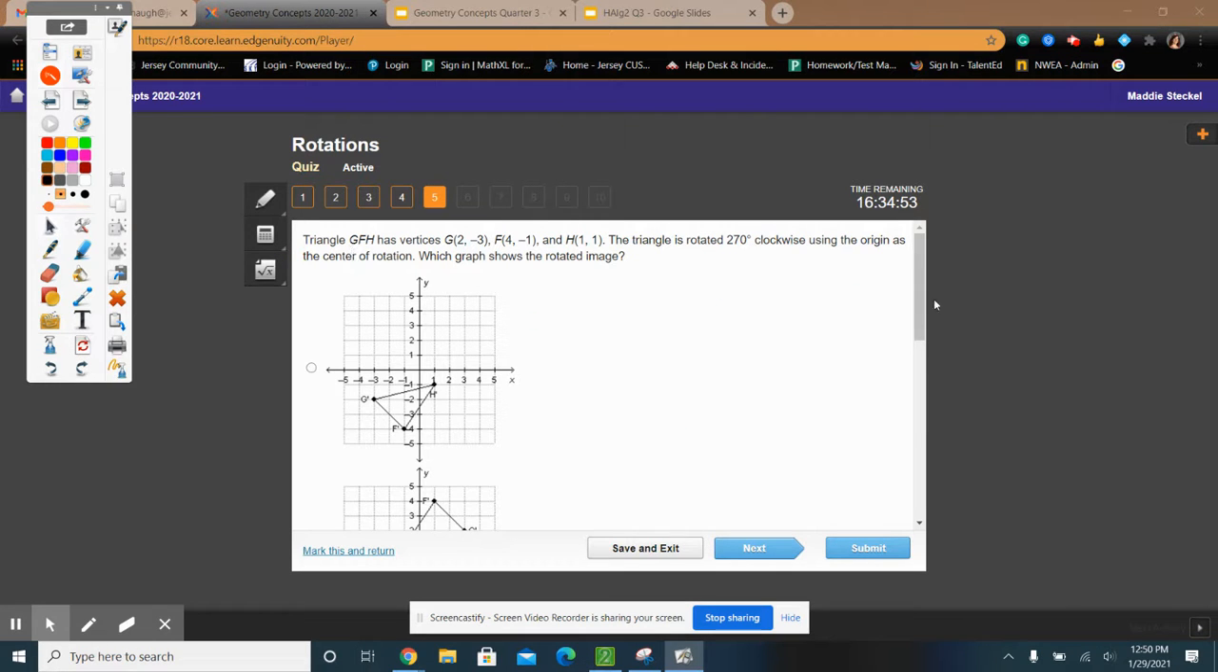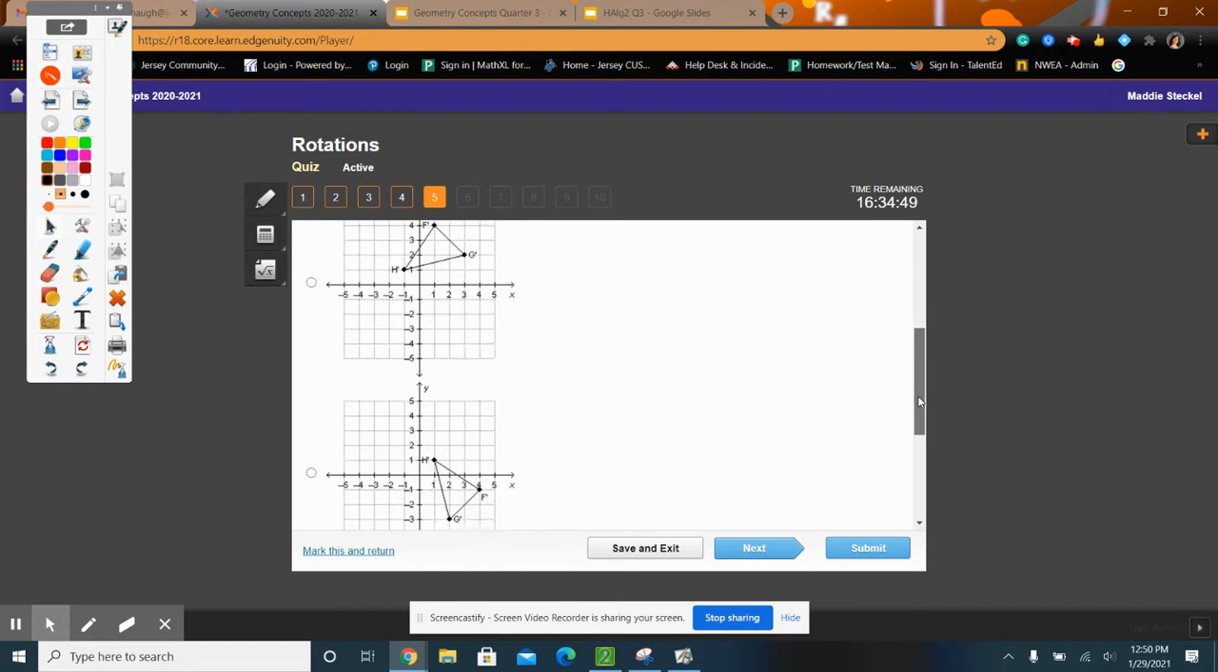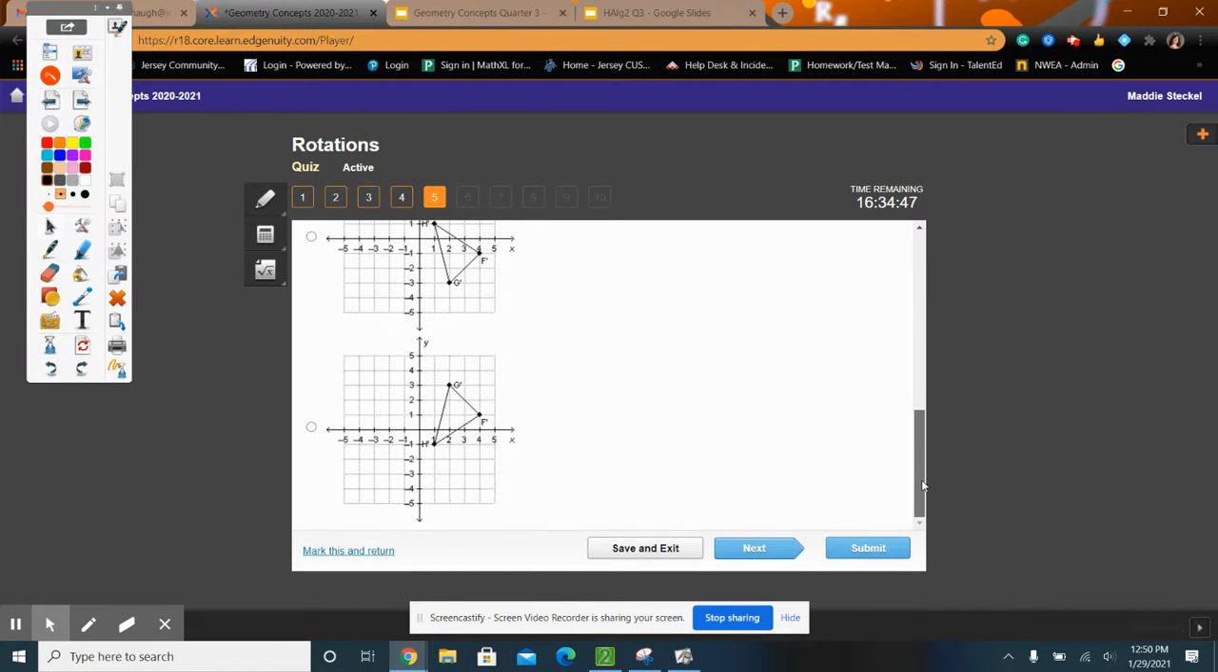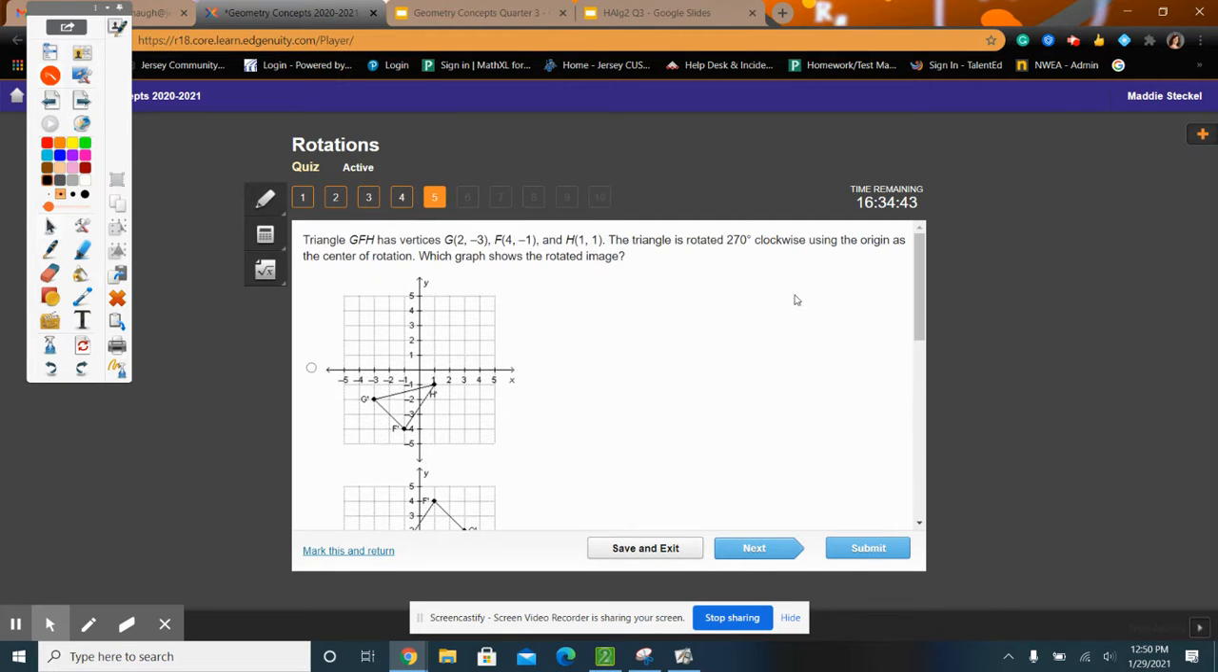Let's see if any of these have G prime in quadrant 1. This choice does, the second one, not the third one, and the fourth one. So I'm down to either number 2 or number 4. Let's try another point.